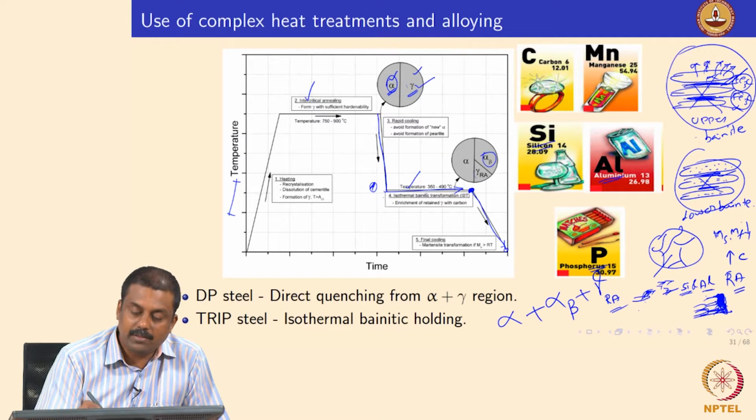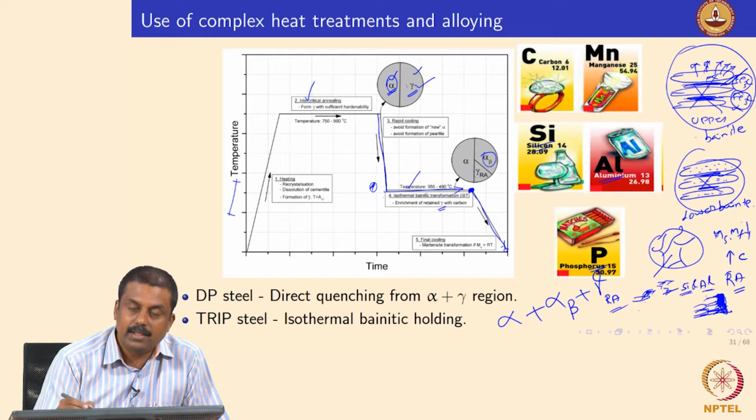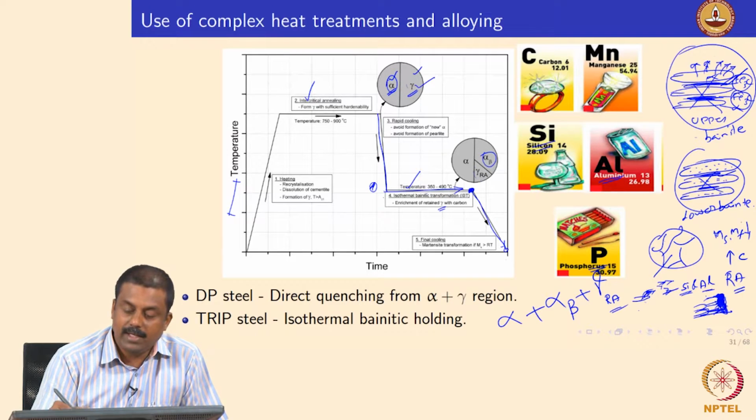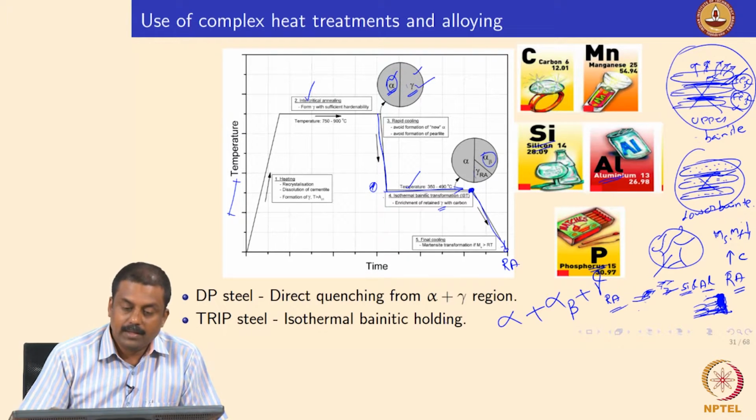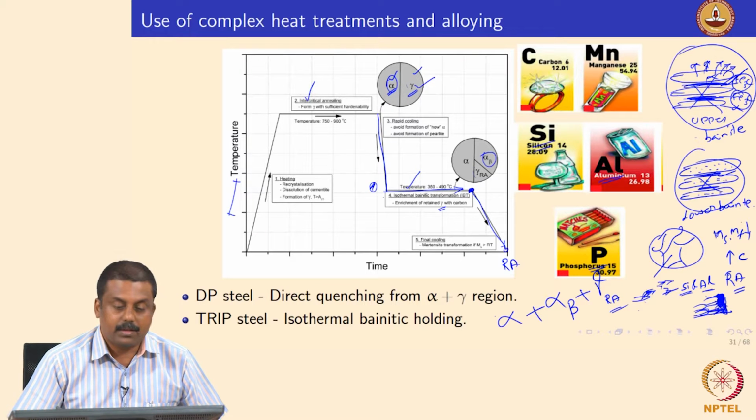The critical part to generate this 3-phase microstructure is this isothermal bainitic holding. We are doing an isothermal holding at temperatures between 350 to 500 degrees centigrade to enrich austenite with carbon during this treatment, so that the austenite can be retained at room temperature. Okay, good. So, we will look at the microstructure of TRIP steel in further detail.